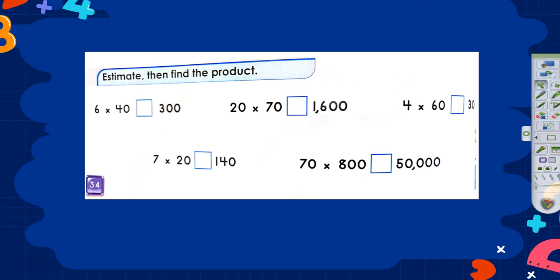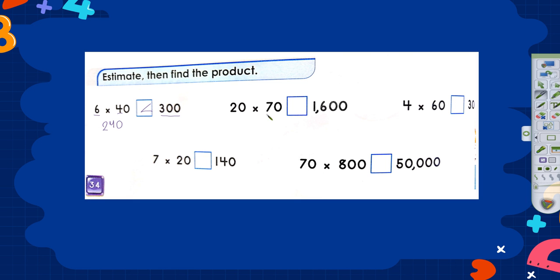And finally, estimate and find the product. We will compare between these numbers, okay? Greater than, less than, or equals to. 6 times 40. You multiply the basic fact. 6 times 4 equals 24. And we have 1 zero. We put it where? Great, within the answer. So 240. We will compare it with 300. And you know that 300 is greater than 240. So greater than.